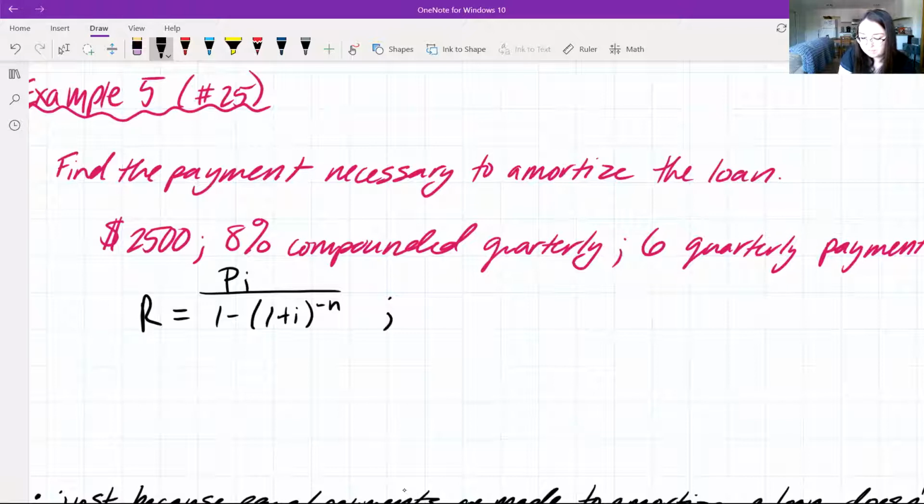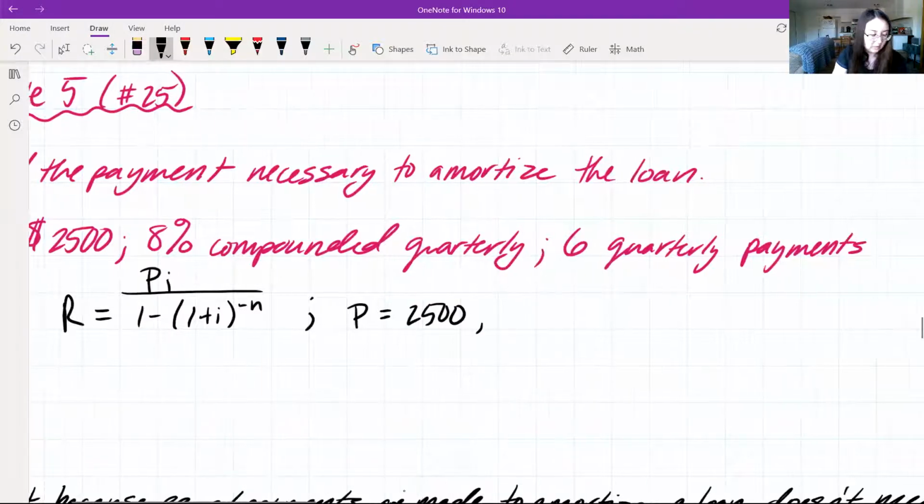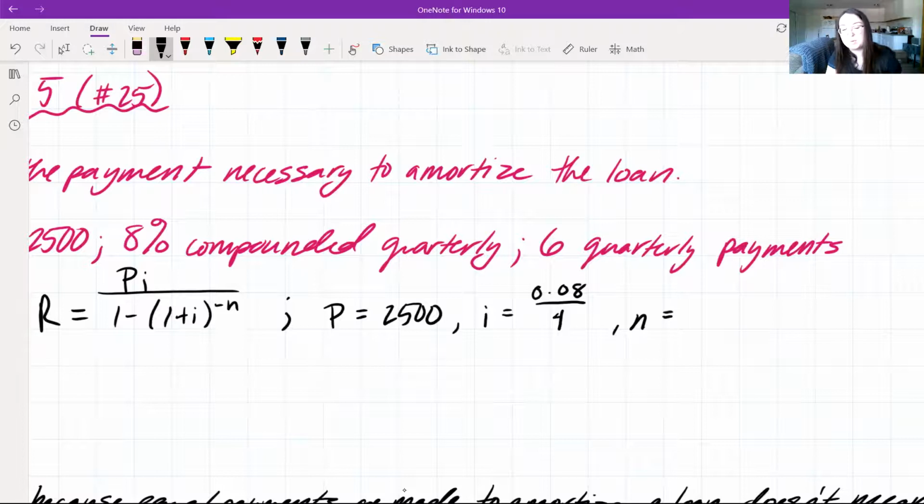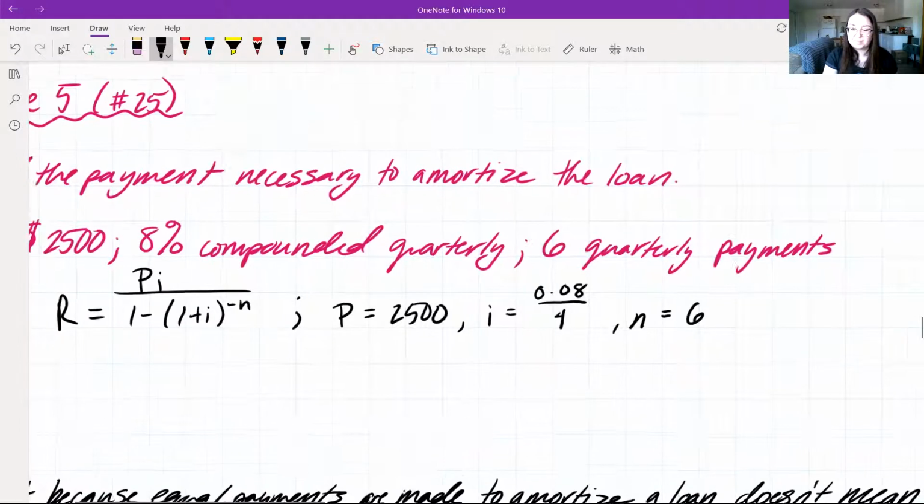So we want to find our R value. We know our P value is 2,500. Our interest rate is 8% quarterly, so divided by 4. And then we have our N, so we have 6 quarterly payments. So if you were saying quarterly for 1.5 years, 1.5 times 4, so it's still 6. Since we're doing this for 6 quarterly payments, our N value will be equal to 6.